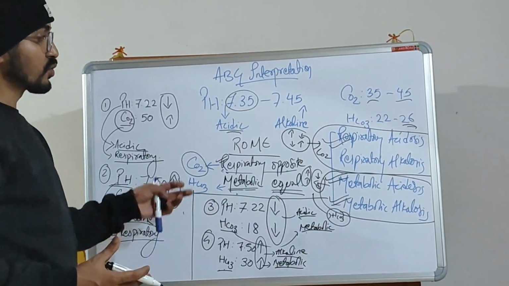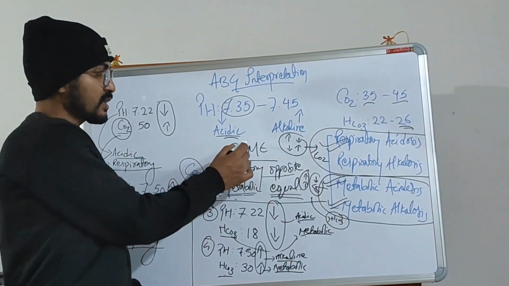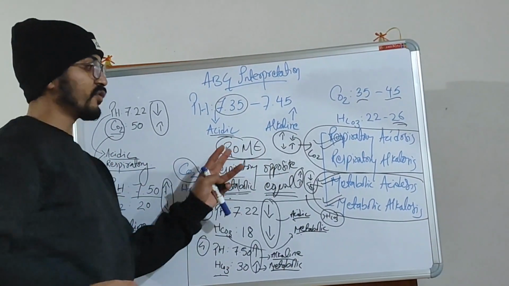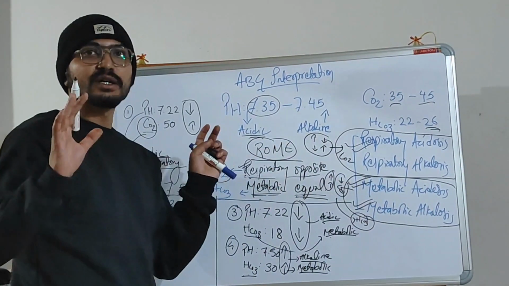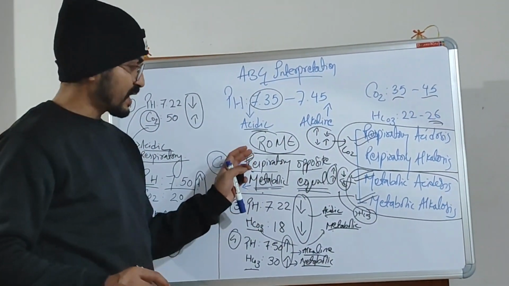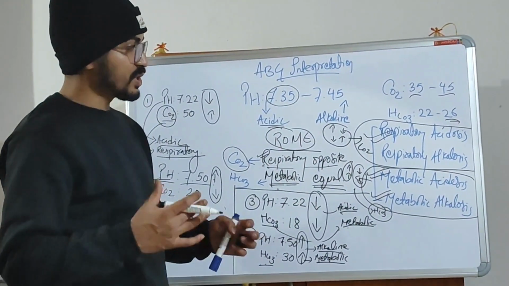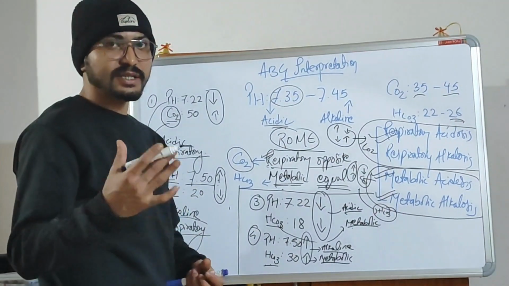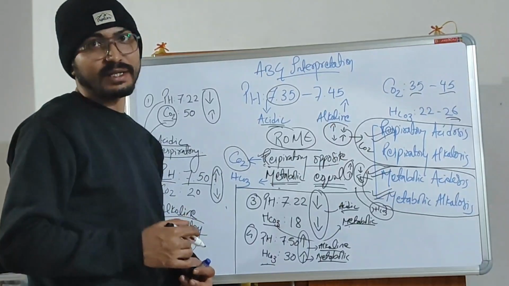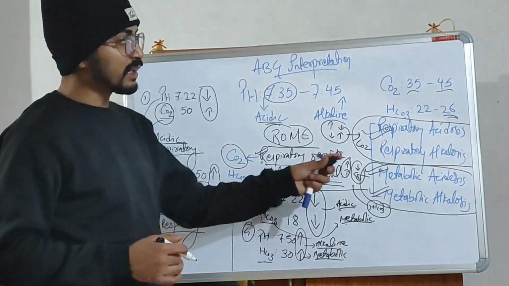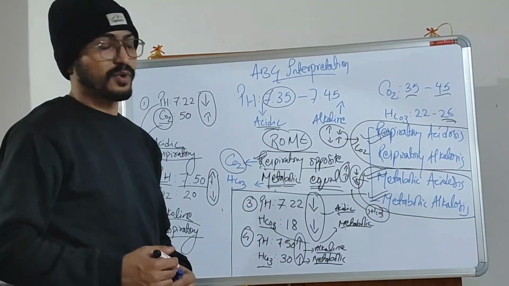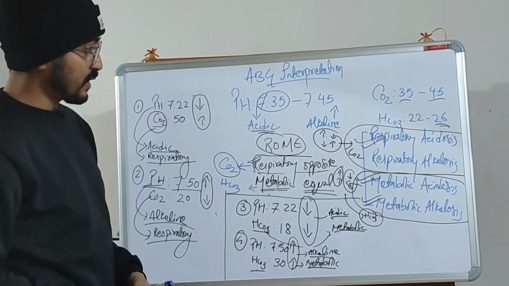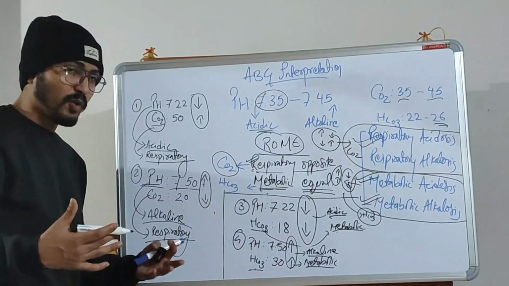Alright. So to interpret an ABG, you can just apply the ROME formula and frame these four major diagnoses by just seeing an ABG report, which will be easy for your clinical practice. And you can alert your doctors too by seeing the report. So alright, I'll be moving forward.